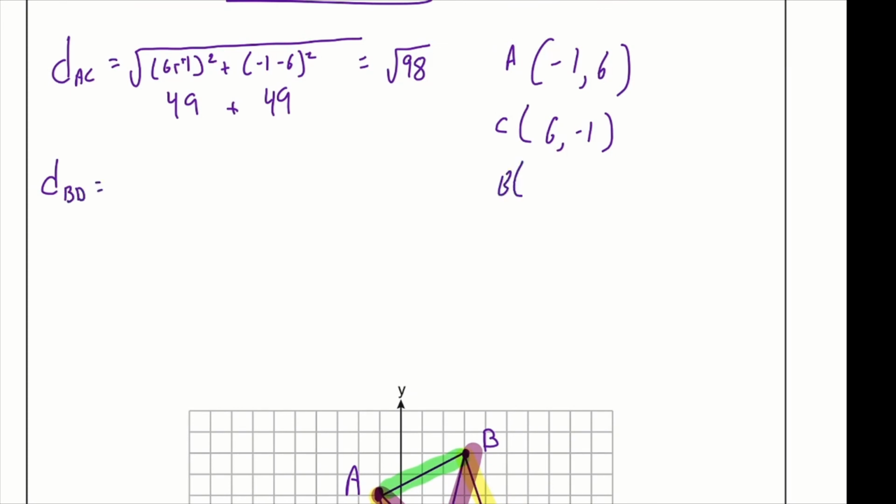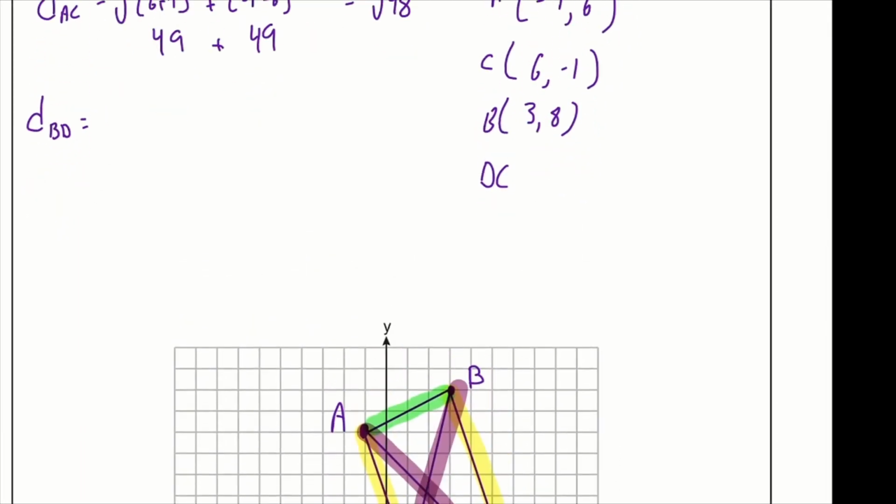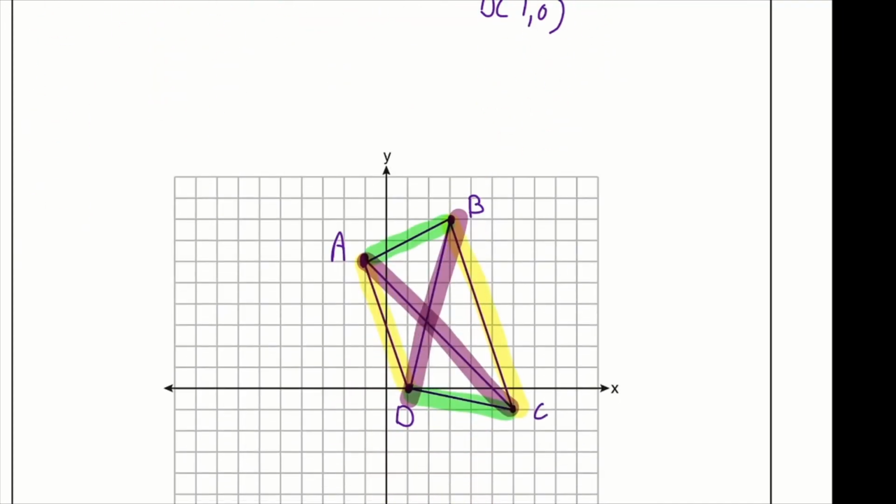Just going to write out the coordinates to BD. B, I think, was 3, 8, and D is 1, 0. And remember what you're trying to get here. You're trying to prove it's not isosceles, so you do not want to get the square root of 98. Don't force it so you get the square root of 98. You want to make sure you get anything but that. And that's also what makes this maybe slightly more challenging, is you have no real expectation of what it's going to be. Just by looking at it, I would guess it is shorter, so it should be smaller than the square root of 98. But that's really the only assumption I can make about this line segment before I do the calculation.